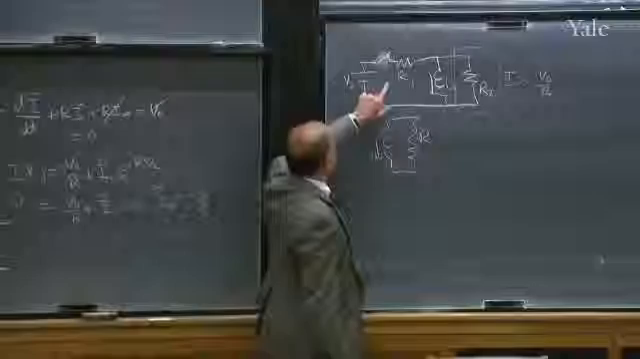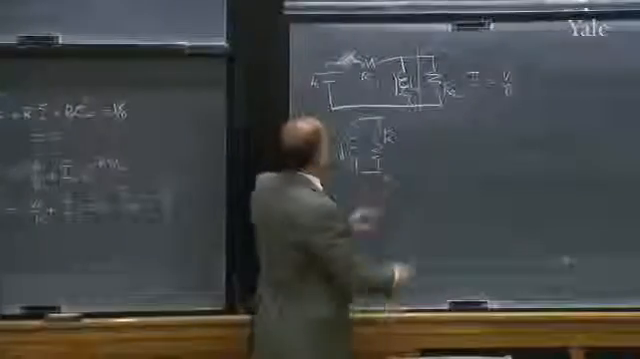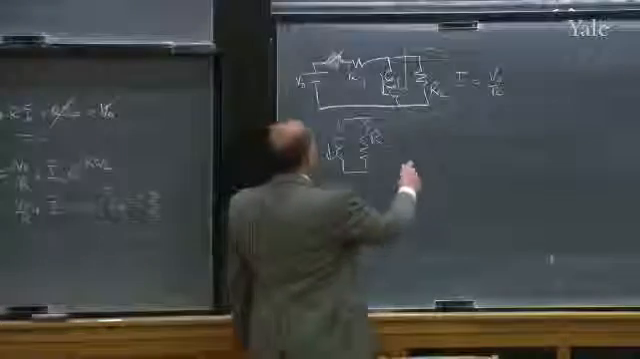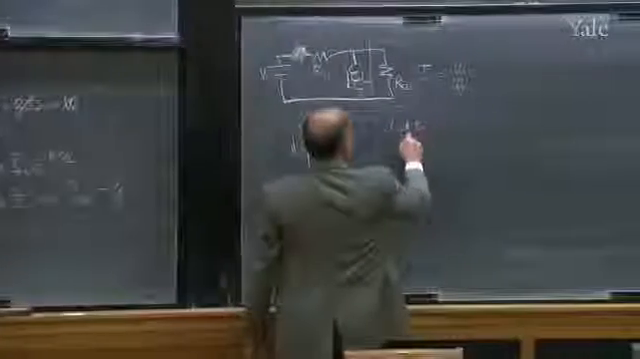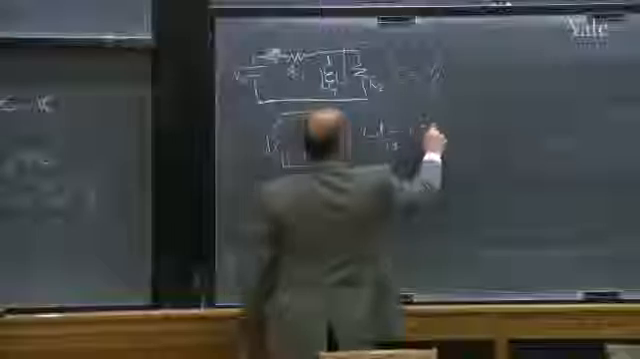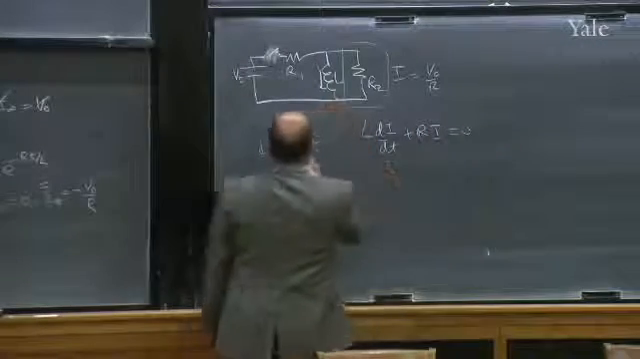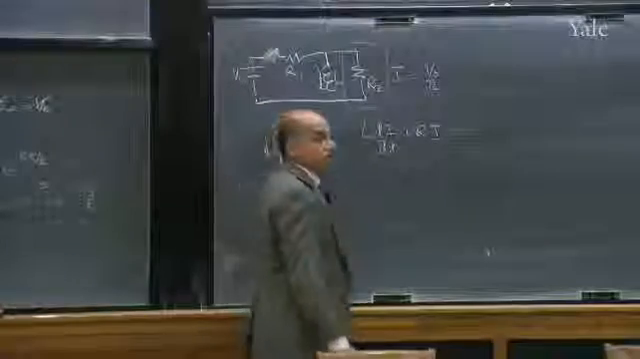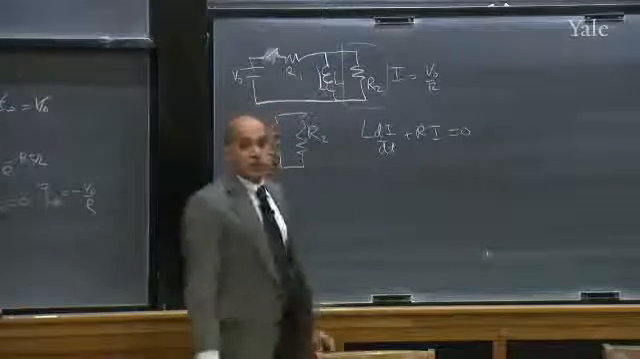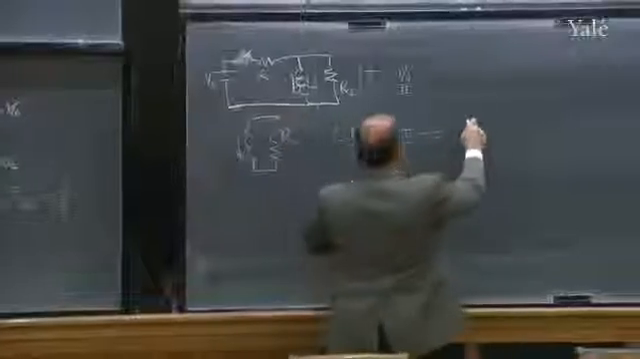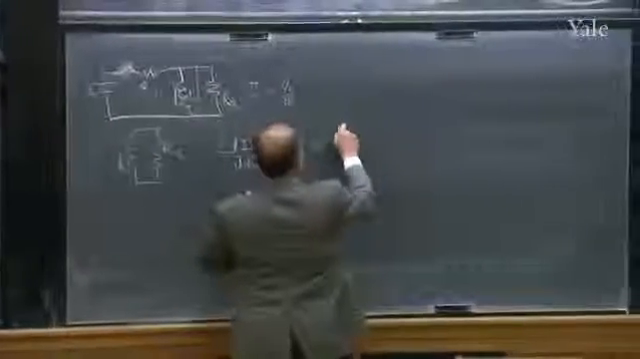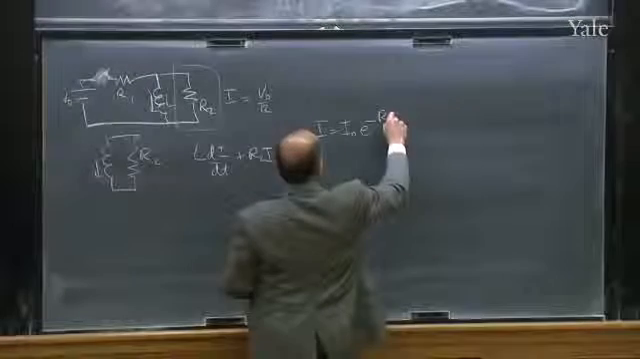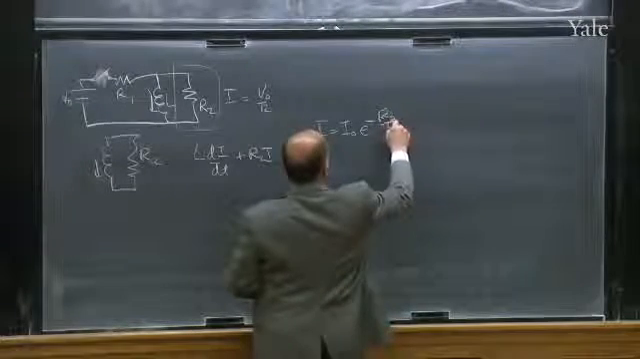But you don't have to worry about that now because R2 will take up your current. So now the equation we write is L di/dt plus Ri is equal to 0, because if you start anywhere and you go around a loop, you have no change in anything. There's no voltage. And the answer to this one is I equals I0 e to the minus R2 over L times t.